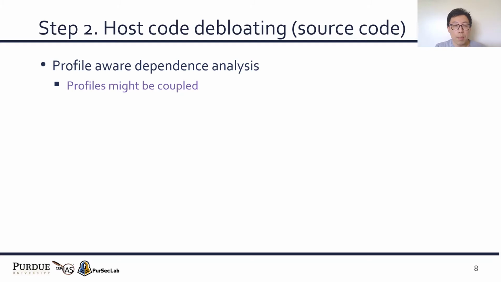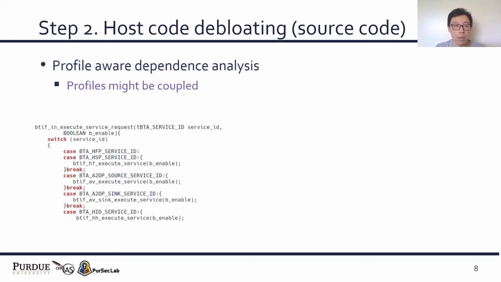So the first step is to determine which part of the code is needed by the profile. One challenge is that different profiles might be coupled. For example, in this function, the functions from different profiles like hands-free, headset, and A2DP are coupled together.